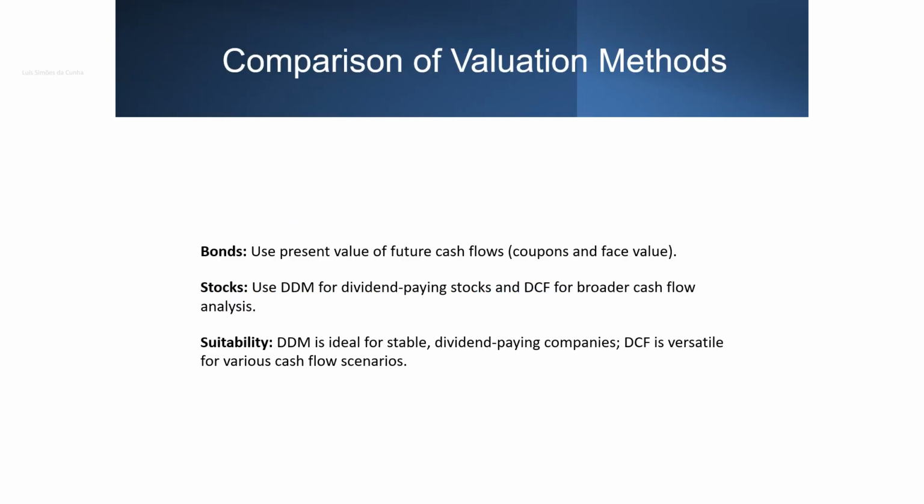Valuation methods for bonds and stocks differ in approach. Bonds are valued using the present value of future cash flows, including coupons and face value. Stocks can be valued using the dividend discount model (DDM) for dividend-paying companies or the discounted cash flow (DCF) model for a broader analysis of projected cash flows. The DDM is ideal for stable, dividend-paying companies, while the DCF is versatile for various cash flow scenarios.